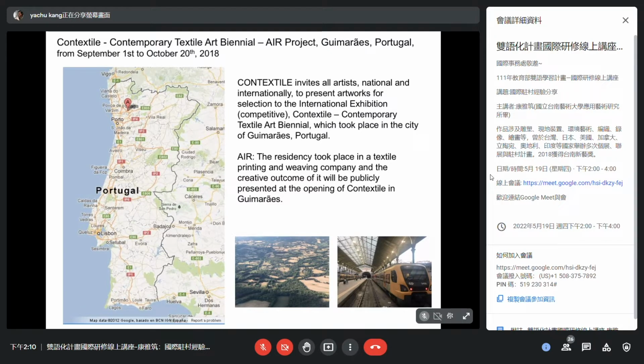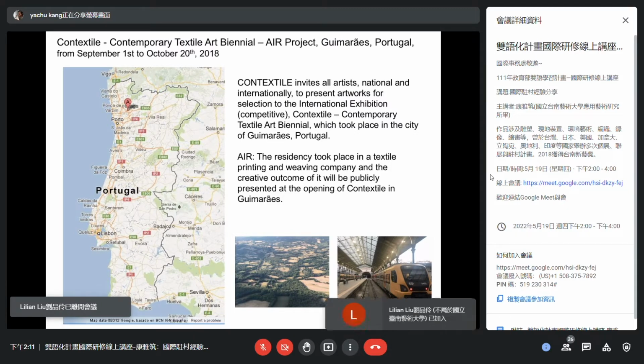The first one I want to share is the Contextile contemporary textile art biennial. I participated in Portugal in 2018. Contextile invites artists, national and international, to present artwork for selection to the international exhibition. It took place in the city of Guimarães, Portugal. You can see the map here on the left side. Lisbon is the capital city, so most tourists go there. But the residency project is located here, in a very small town called Guimarães.